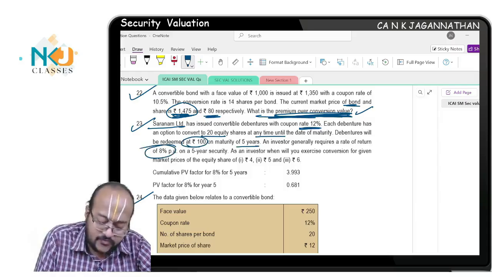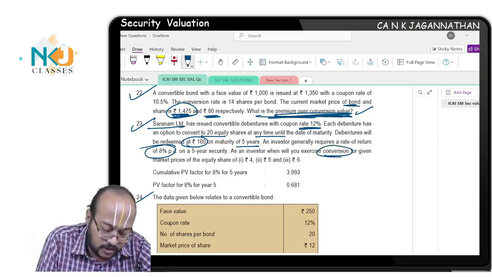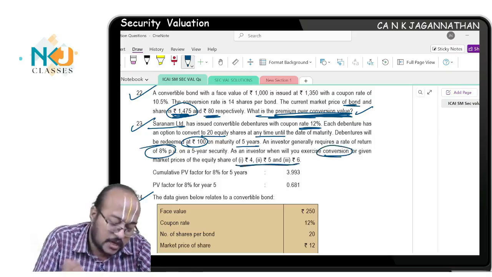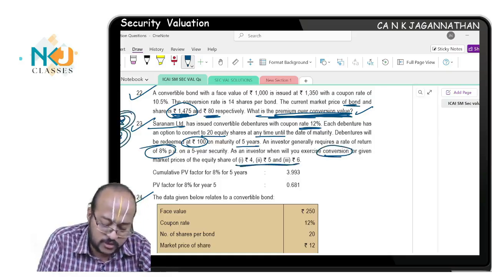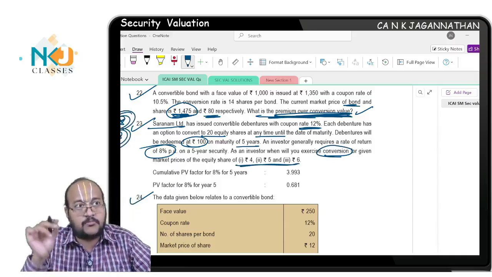As an investor, when will you exercise conversion for a given market price of the equity share: 4, 5 or 6? Past RTP question, very good quality question. Market is important. Very good question. Simple only, but it needs to strike you.